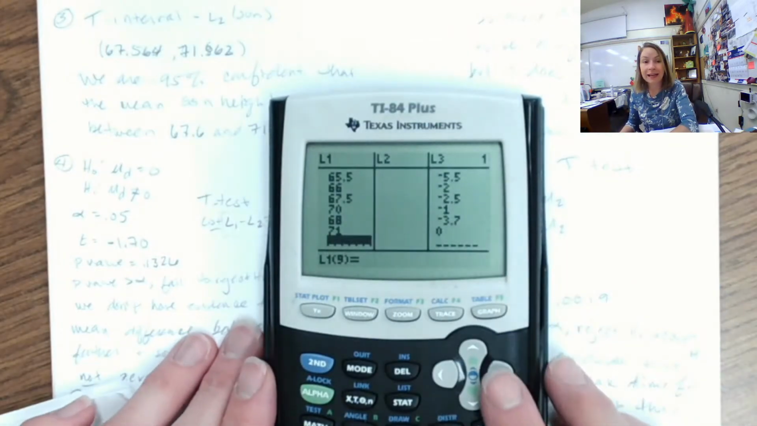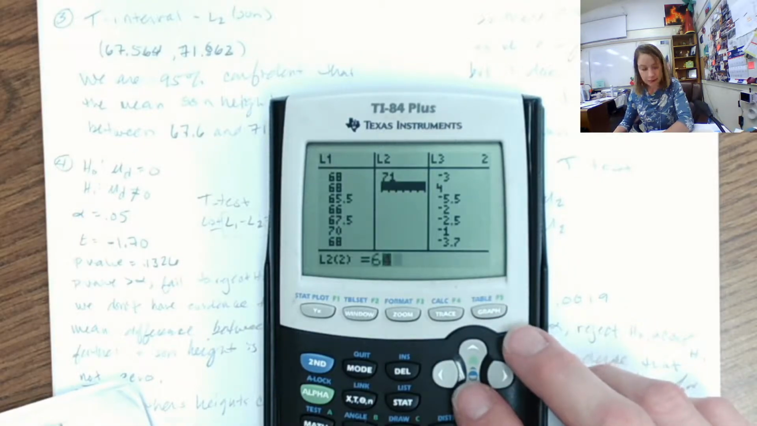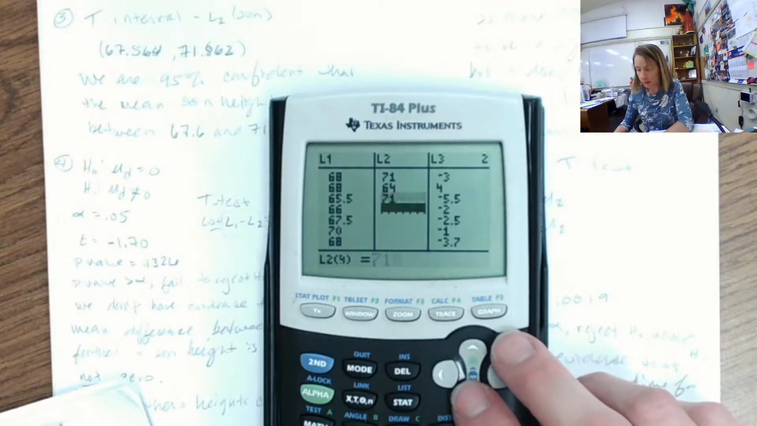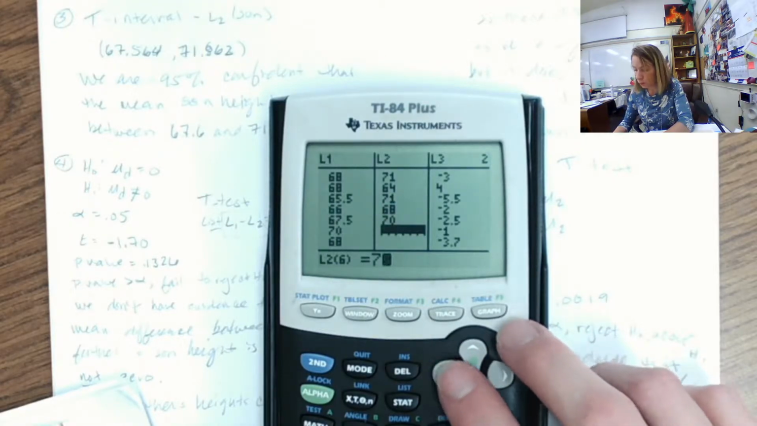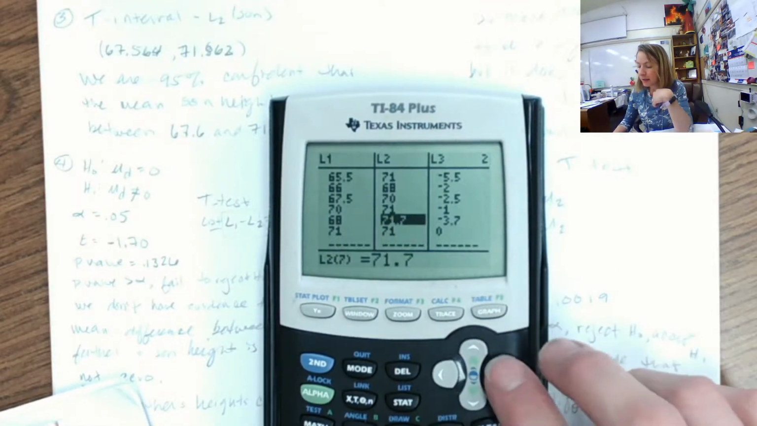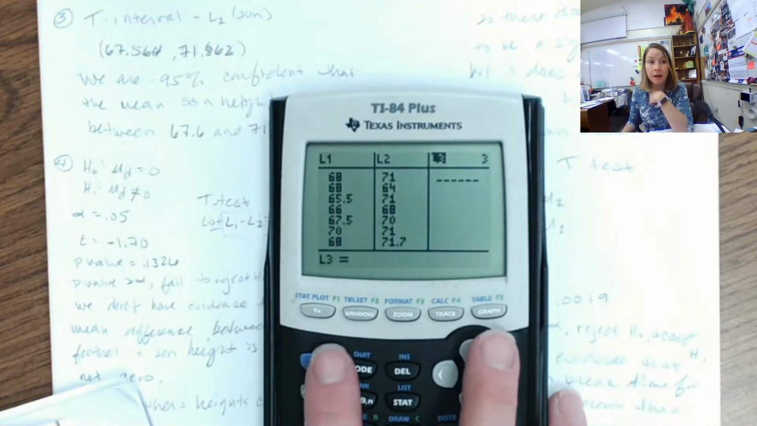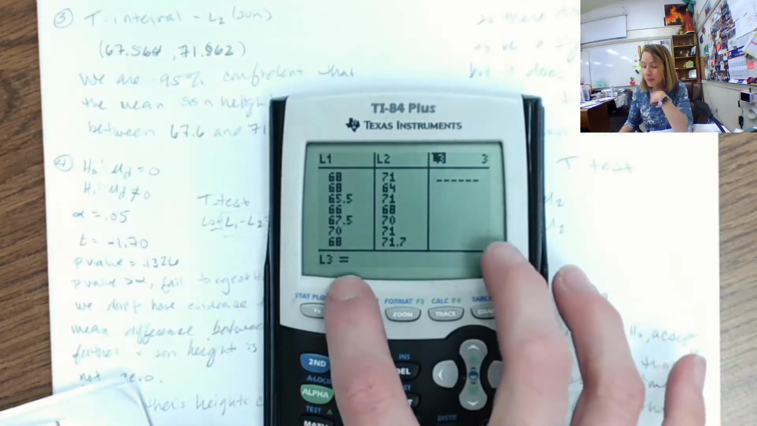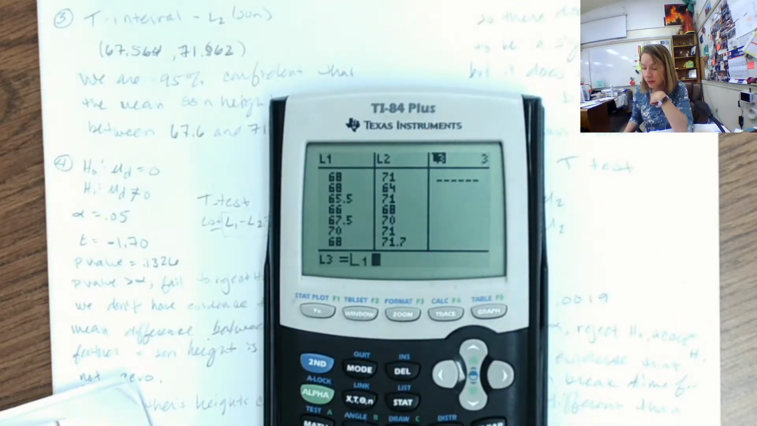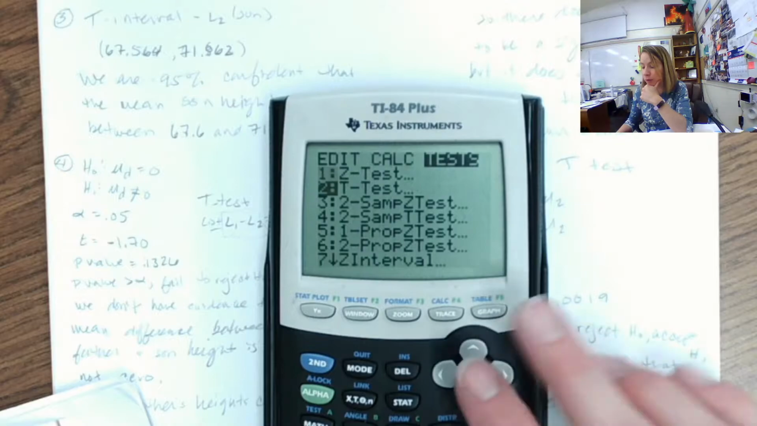So all I'm doing is adding one of them into list 1, and then the sons' heights: 71, 64, 71, 68, 70, 71, 71.7, and then 71. Okay, and then remember list 3 is going to be my differences. So I go up here, and list 3 is equal to list 1 minus list 2. Okay, and so then I've got my data, and I can just do my t-test now.